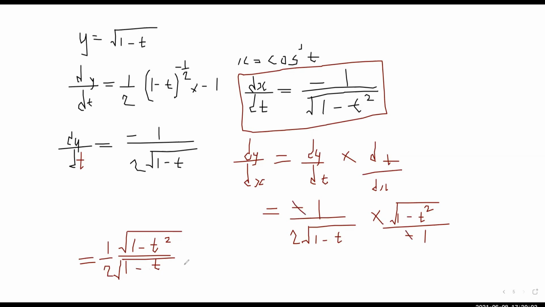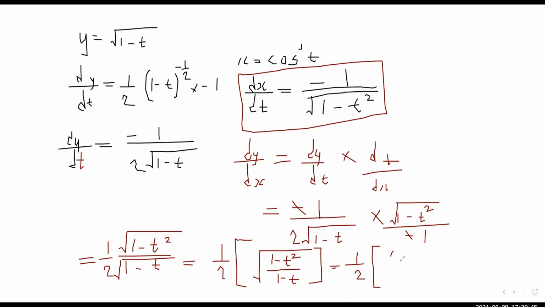Now what I'm going to do is factor out my half. Factor out that one over two and forget it for now. What we're going to do now is simplify this. The square root of A over the square root of B can be written as the square root of A over B. So we're square rooting one minus t squared divided by one minus t. Now this is going to work out to be one over two multiplied by, now one minus t squared, remember, is a difference of two squares. That is one plus t times one minus t, so it is one plus t times one minus t, divided by one minus t. We can't forget the difference of two squares. And this is all being square rooted.